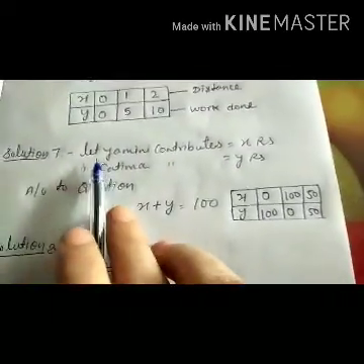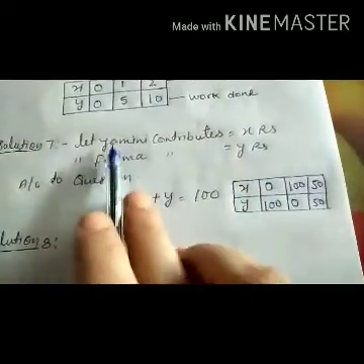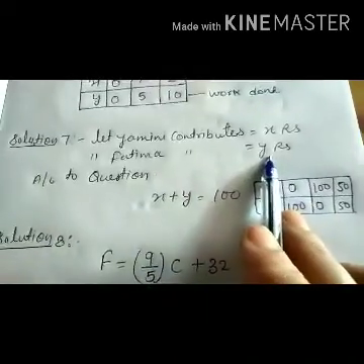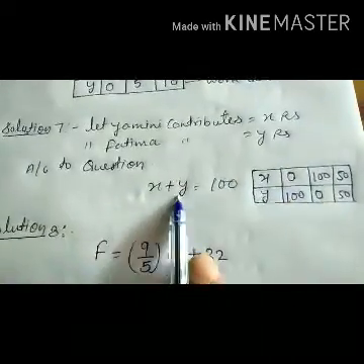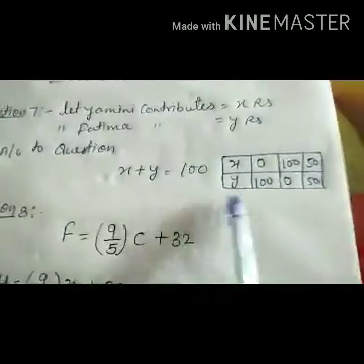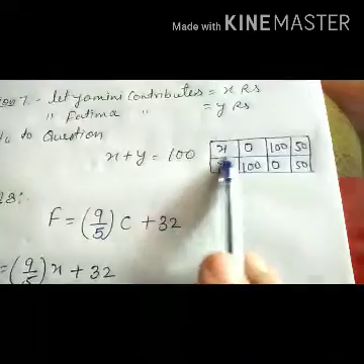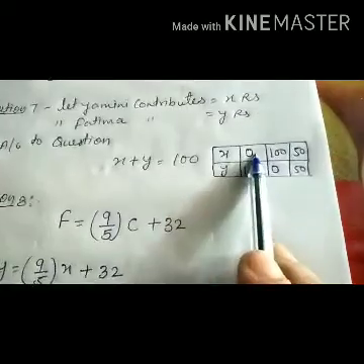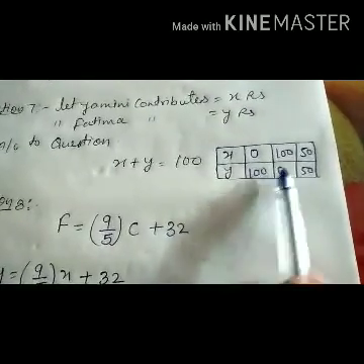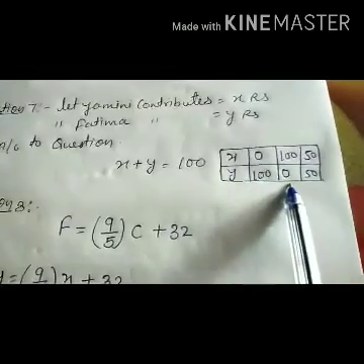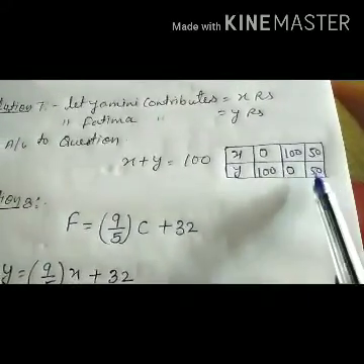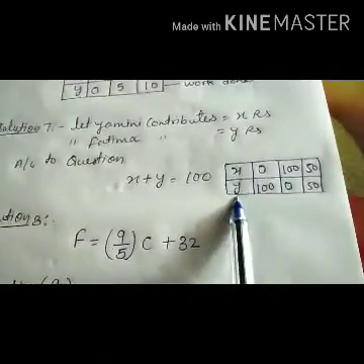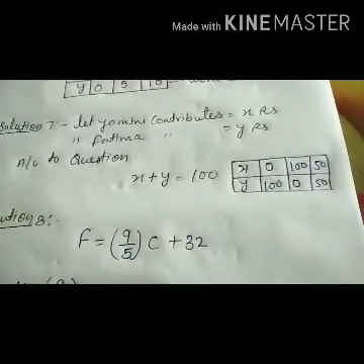So here is the solution. Let Yamini contribute X rupees and Fatima contribute Y rupees. Both are contributing 100 rupees, so the sum of X and Y is equal to 100 rupees. Now we are making the table here. We will put the value of X and find out the value of Y. If Yamini puts 0, Fatima puts 100 rupees. If Yamini puts 100 rupees, then Fatima puts 0. If Yamini puts 50 rupees, Fatima also puts 50 rupees. So this is the table. Students, you need to make the graph of this table by yourself.